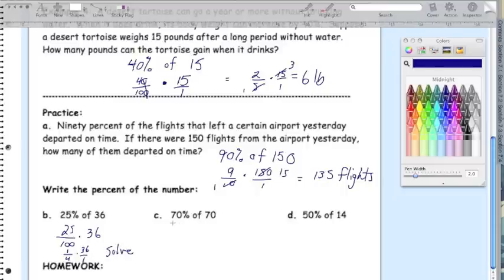The setup for letter C, 70%, 70 over 100, or 7 over 10, times, is what of means, 70. We can put that over 1. Cross cancel, solve. And in letter D, 50% of 14. 50% is 50 over 100, and then of means multiply, 14. And you can see here that that's going to simplify. We know that that's actually 1/2. So 1/2 times 14 over 1, and you're going to get your answer and solve it there.